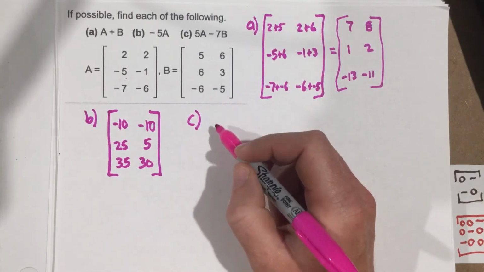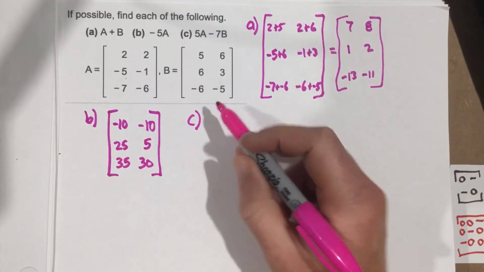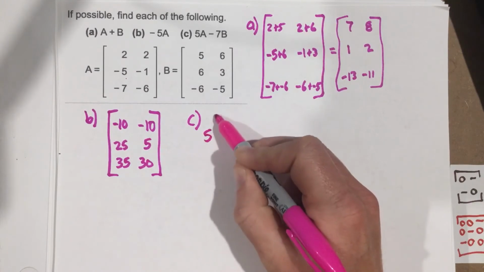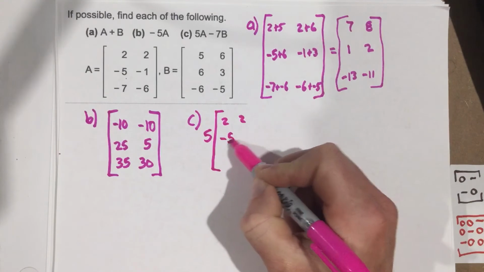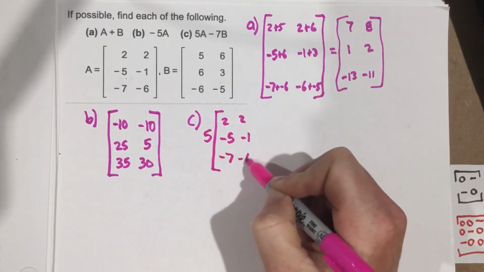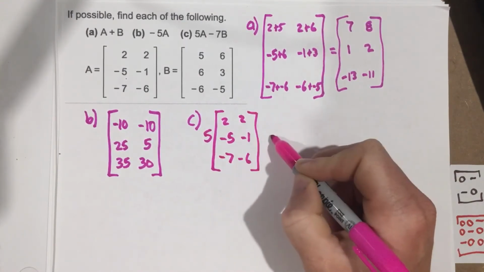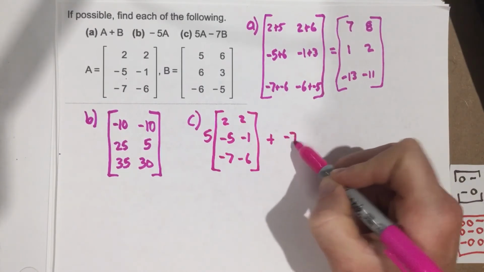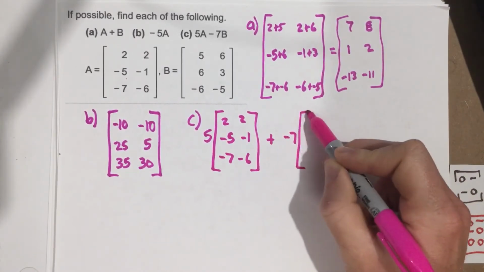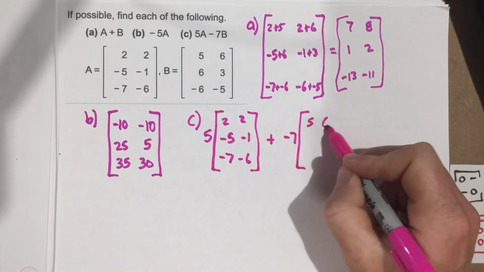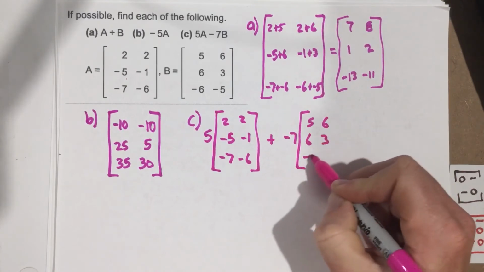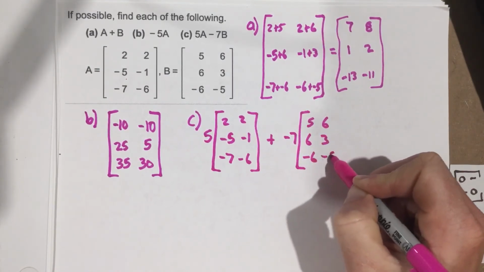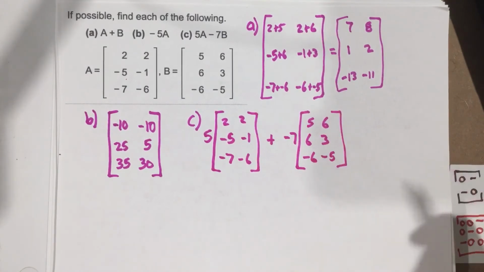So I'm going to do 5 times 2, 2, negative 5, negative 1, negative 7, negative 6. And I'm going to add negative 7 times this matrix B. This is what I'm saying. Because I'm going to distribute this negative 7 to this matrix B. You can do this the other way where you don't distribute the negative and then just subtract them. It doesn't really matter.